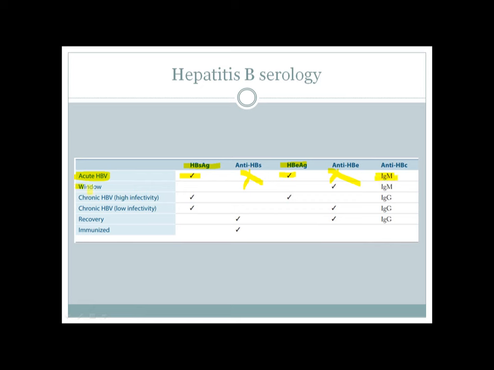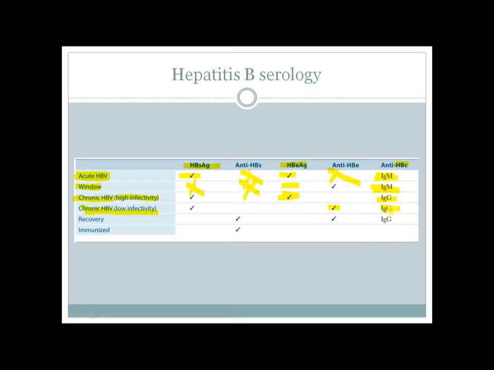If the patient is in the window period, the most important marker in that period is anti-HBc, because you have a disappearance of the HBsAg, the anti-HBs has still not appeared, and you also don't have any HBeAg. If someone has a chronic hepatitis B virus infection, now you want to see the infectivity. For high infectivity, the patient will have a positive HBeAg. The presence of anti-HBe will indicate a low infectivity.